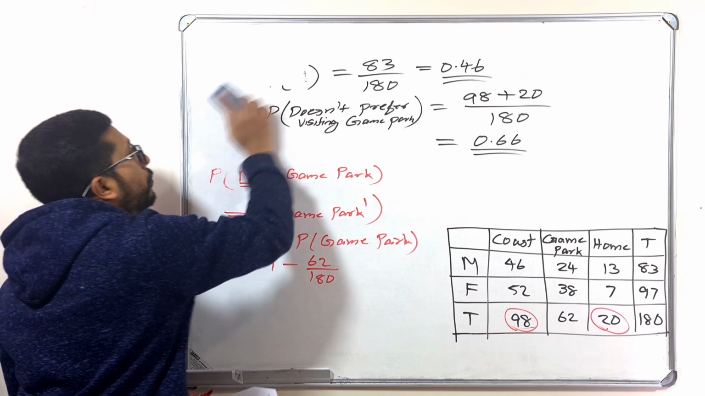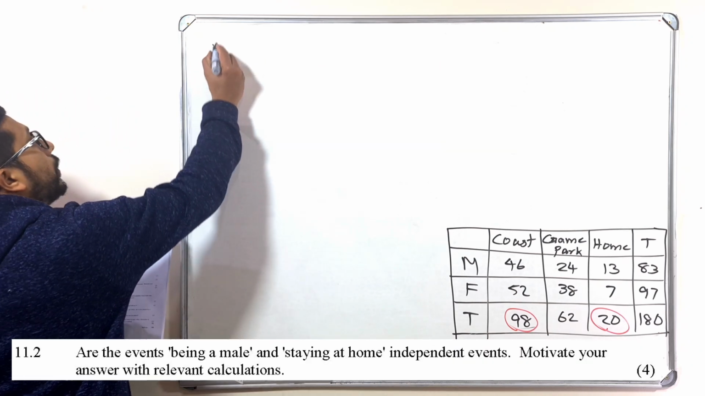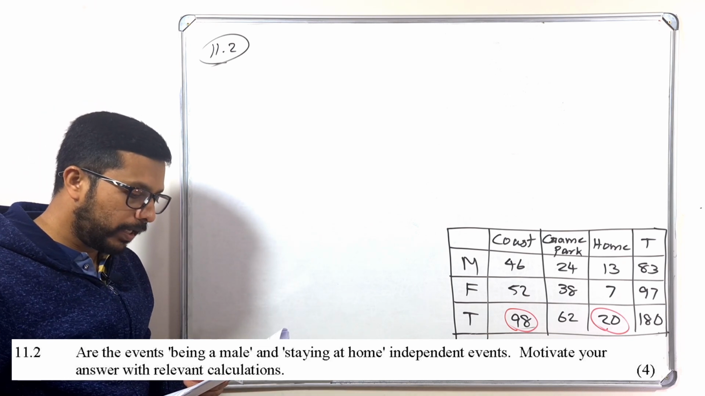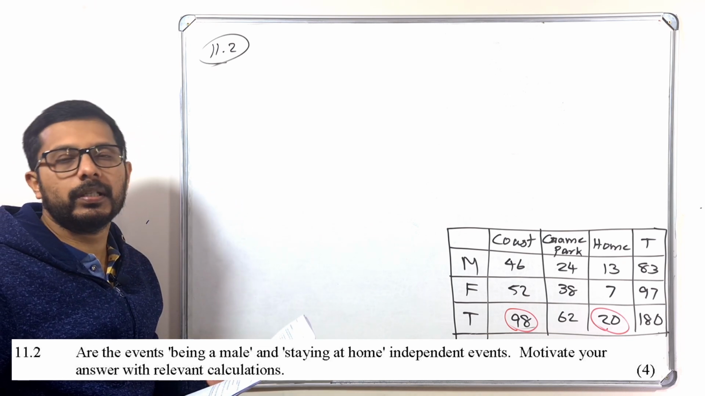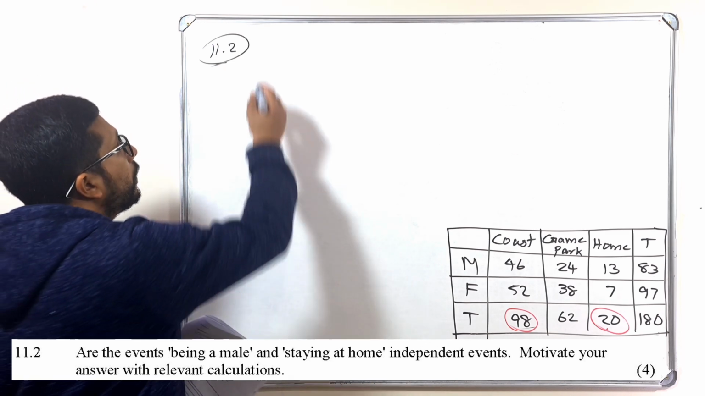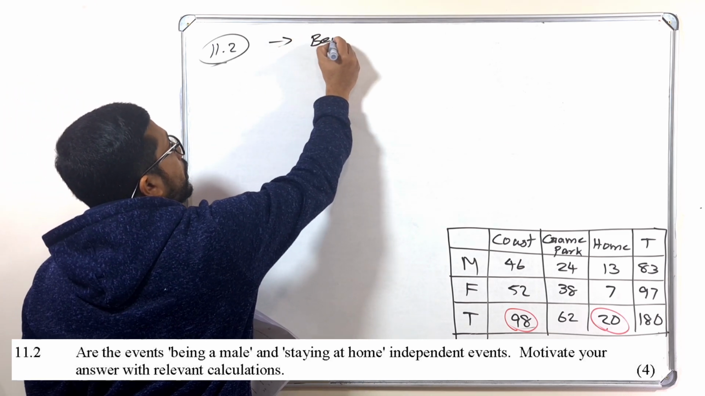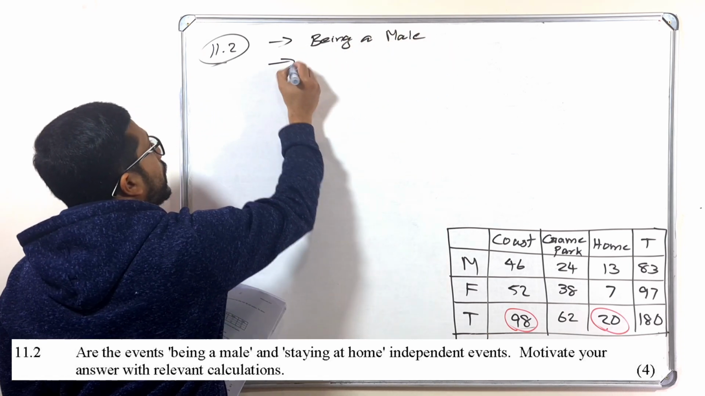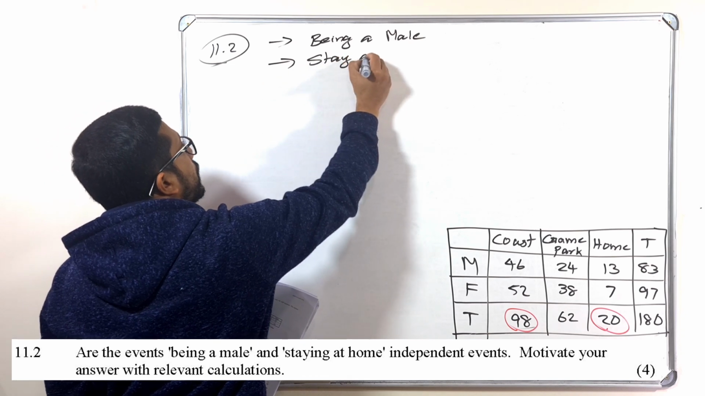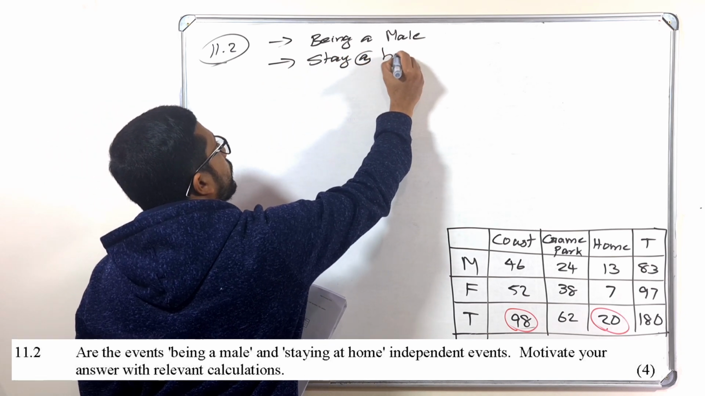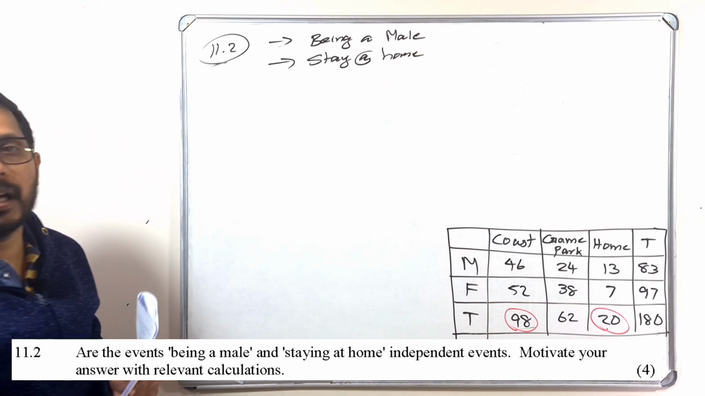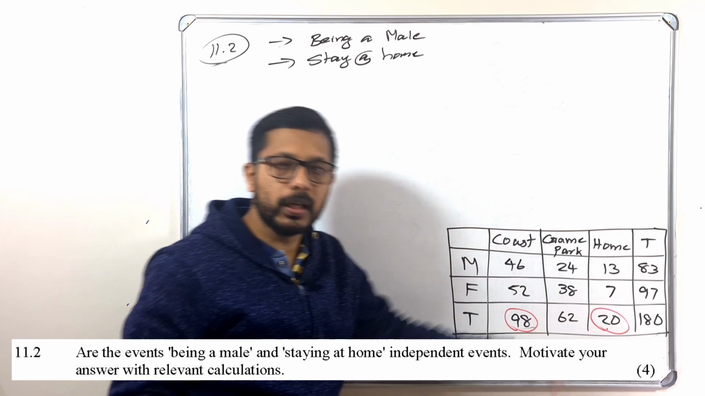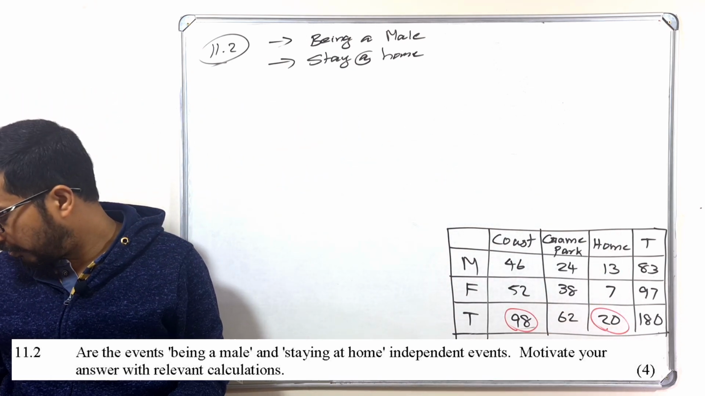Question number 11.2. What is that question? Are the events being a male and staying at home independent events? What are the two events given? Being a male and stay at home. Are they independent events or not?